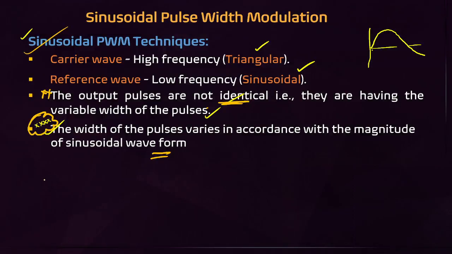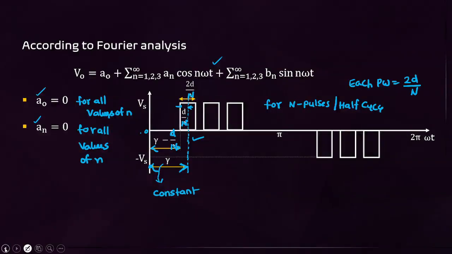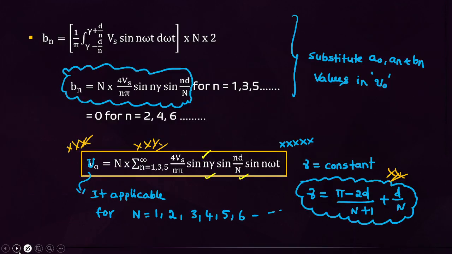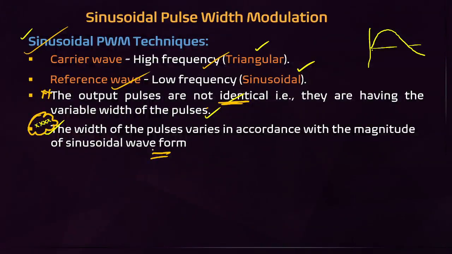Next, the sinusoidal PWM technique. In the sinusoidal PWM technique, which is the carrier wave? Triangular at high frequency. The reference wave is sinusoidal. But a point to remember: in the multiple PWM technique, the output pulses we get have equal pulse width. But in the sinusoidal PWM technique, the output pulses are not equal, not identical, because the magnitude of the sinusoidal waveform is always changing. The reference wave is changing. The output pulses are not identical; they have variable pulse widths.